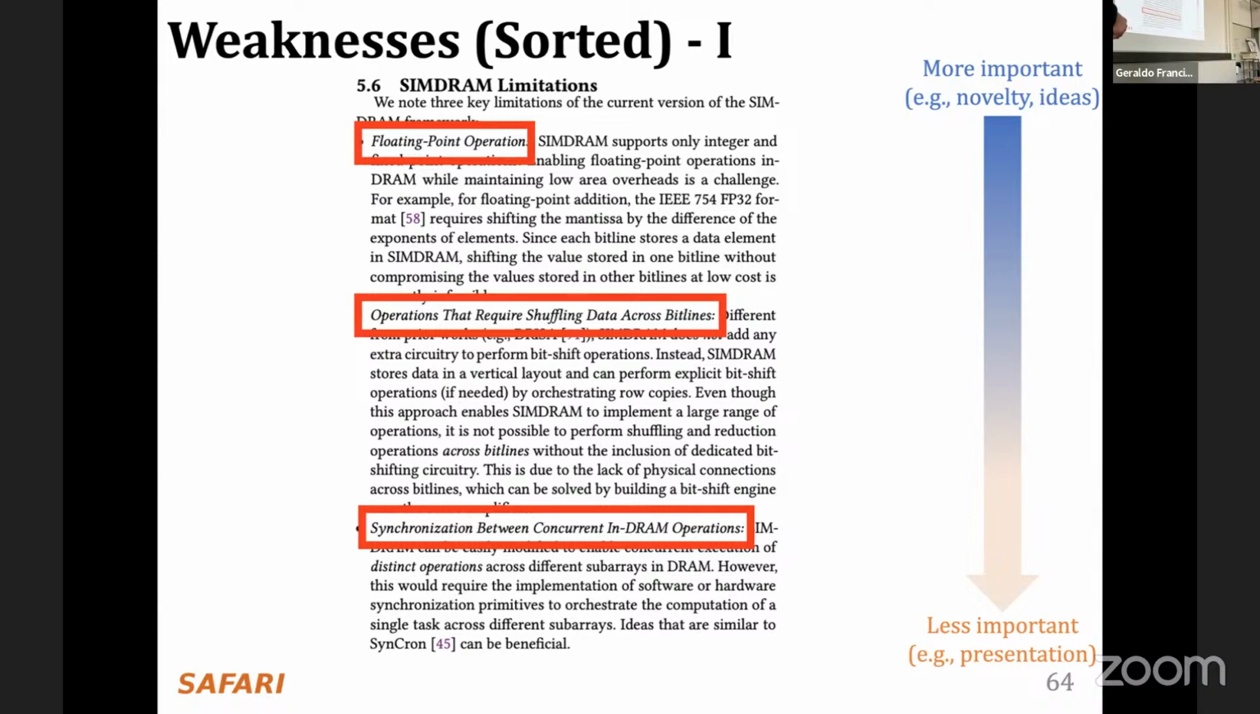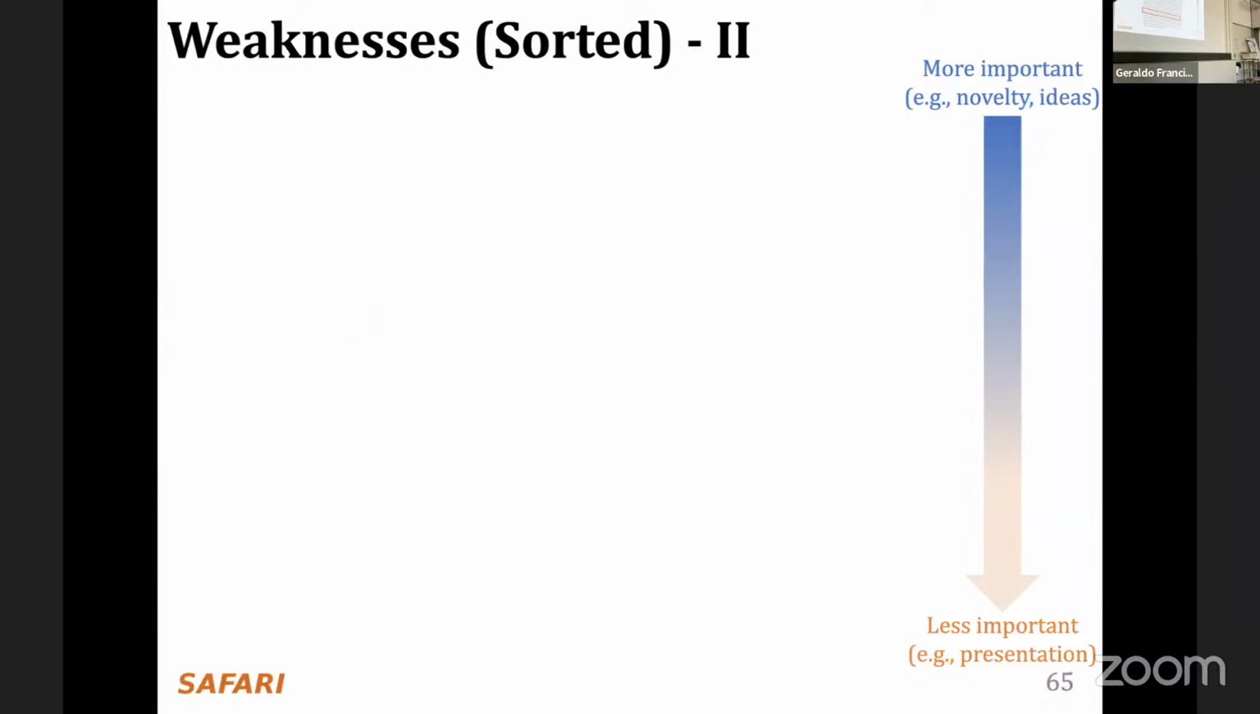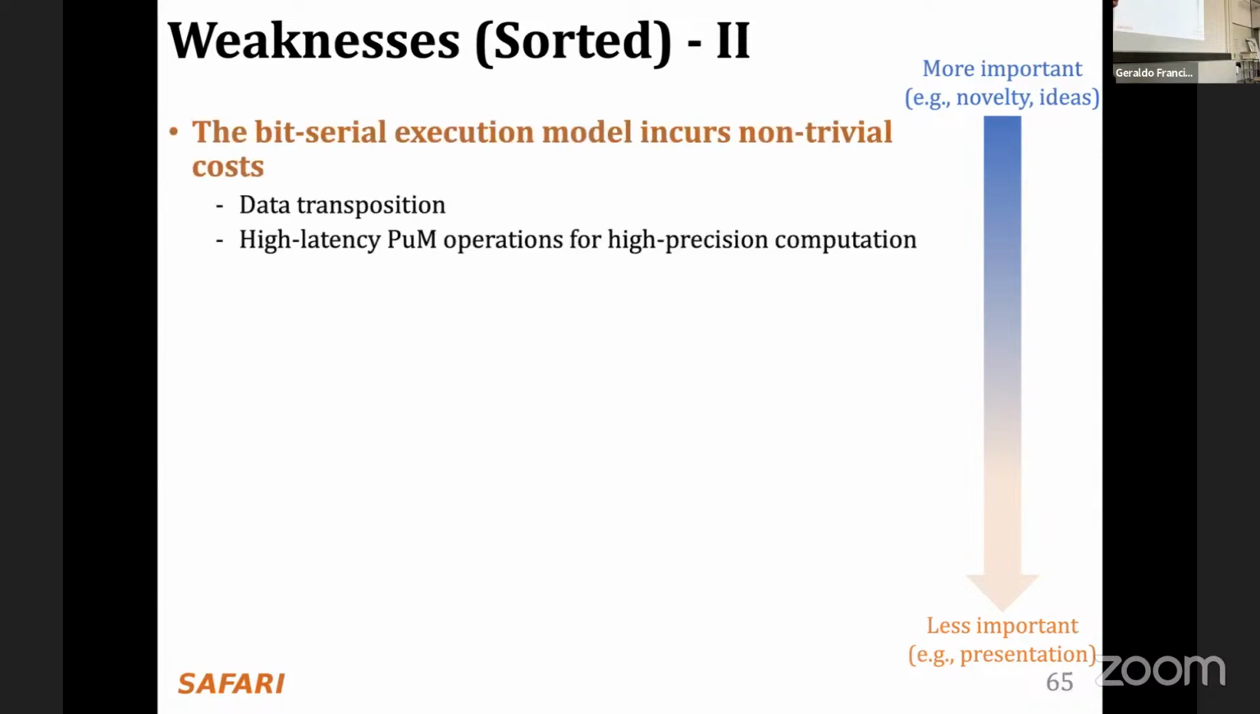So it will be good if you can think a little bit outside the box. How do you think outside the box? You need to reflect on the paper that you read. Again, those are ordered by novelty to presentation. The first thing here is actually related to the idea. When you are doing computation in a bit-serial way, the latency of your computation depends on the bit precision that you're going to execute.